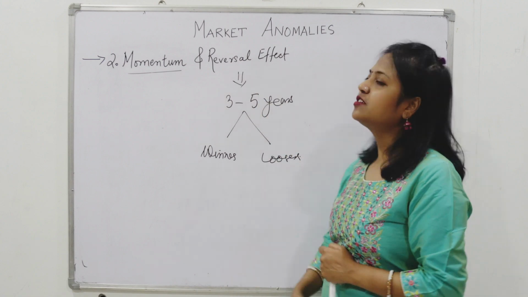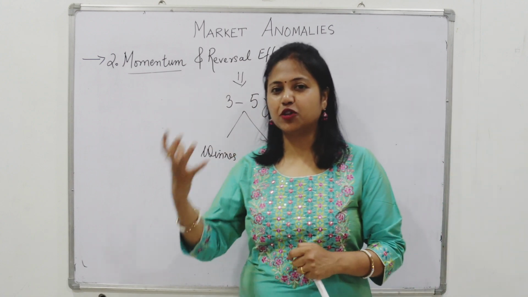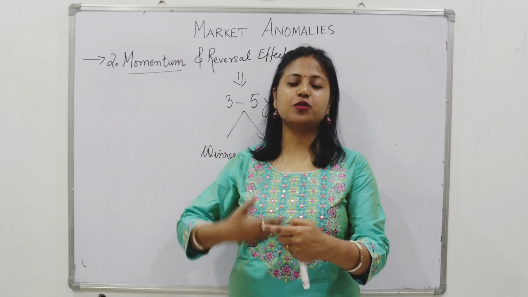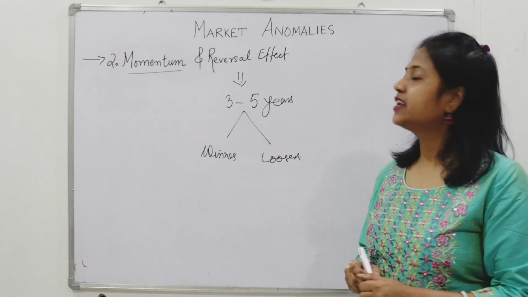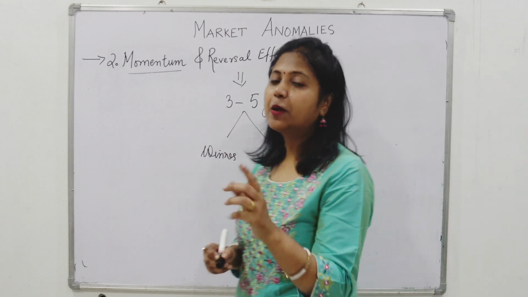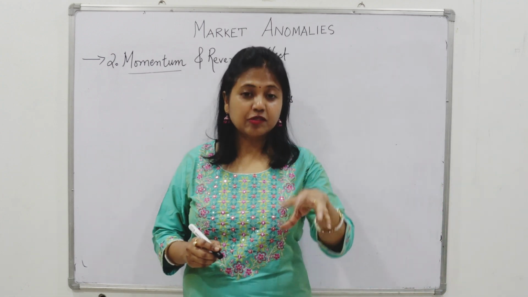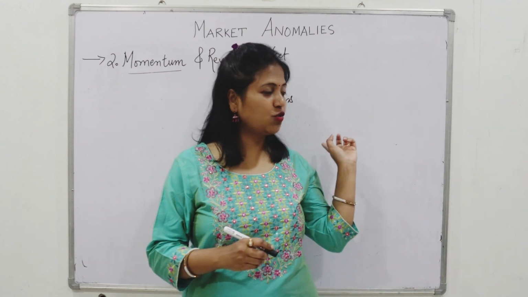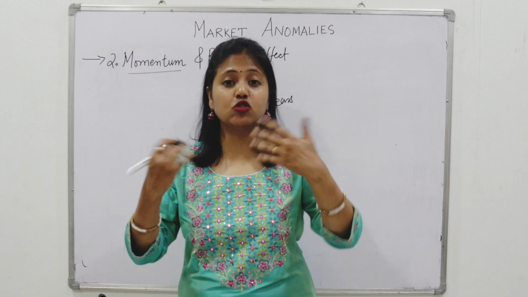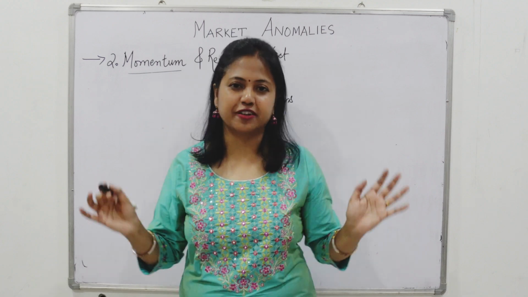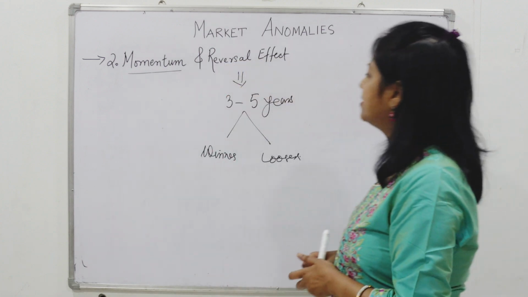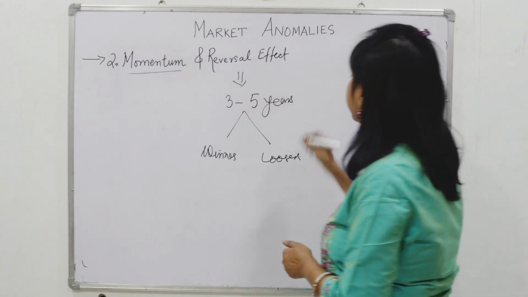So the past winners will become the losers now, and the losers will become the winners now, because this is just a reversal. And that's why it is said that the losers bounce back. In such a situation, the losing stocks will bounce back and the winners fade away. That means the winners will fade. So why does this happen? Again, there is underreaction and overreaction.